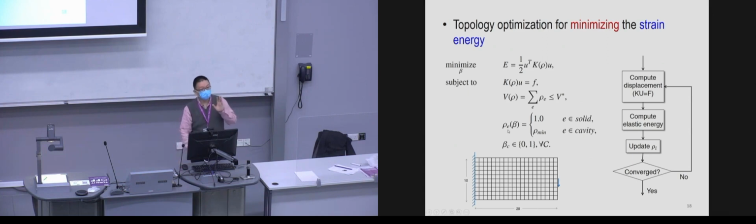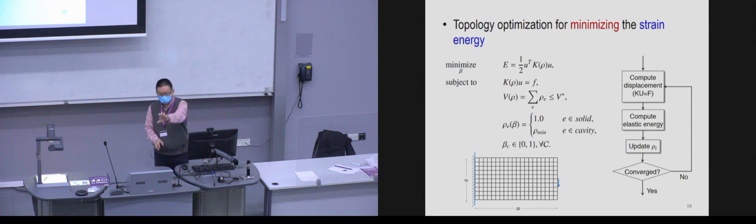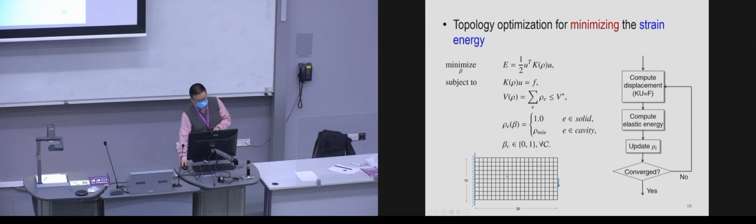Okay? So we only remove material from those regions. This gradient is very, very small. That means what? That means even if I remove the material from here, the strain energy is not going to change too much. Right? So that is some places the material is less important.